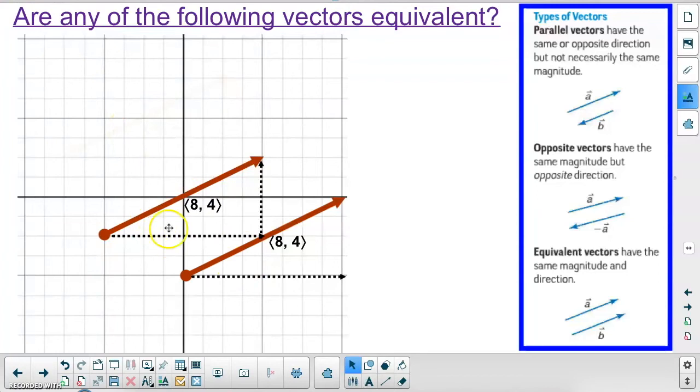I could easily find the magnitude by using Pythagorean theorem, and we'll do that in just a little bit. So these will also have the same magnitude. And because they have the same component form, they have the same direction.